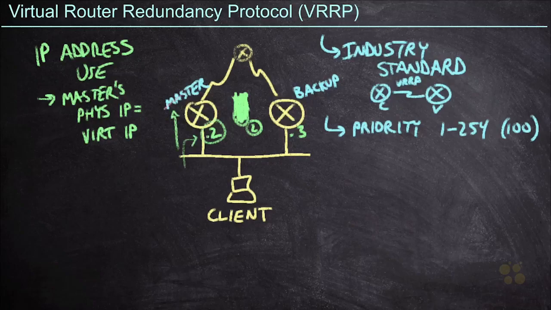When we have a failure scenario and the master router goes down, the backup router is going to take on the .2 IP address, as well as the virtual MAC address, very similar to how HSRP functions. But the caveat is that we must have preemption enabled. In fact, it's just not even an option.